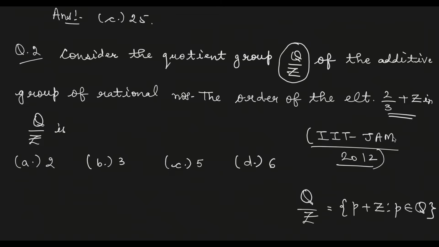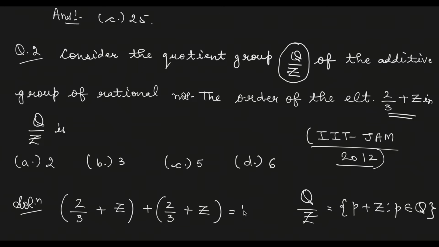What is the definition of order of an element? We apply the operation up to n times such that it becomes identity. In case of a quotient group, the identity is the group present in the denominator. So here the identity is Z. So 2/3 + Z plus 2/3 + Z, I will get 4/3 + Z.